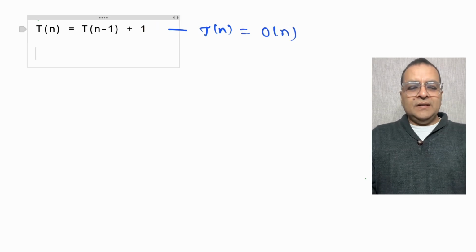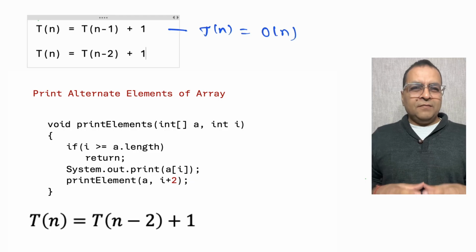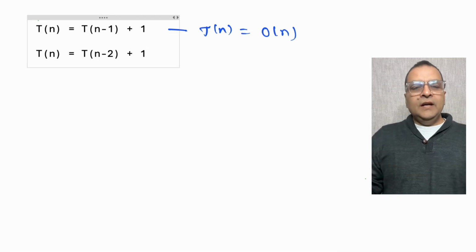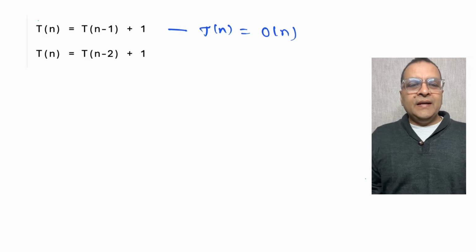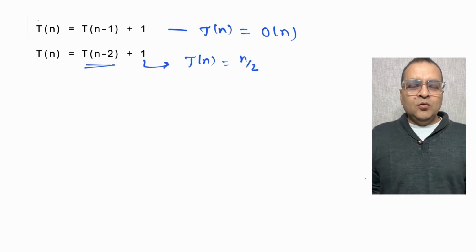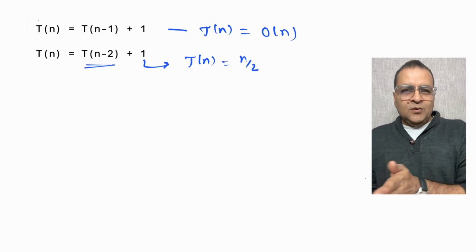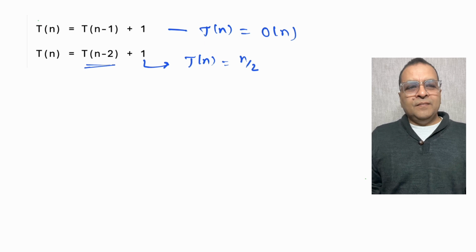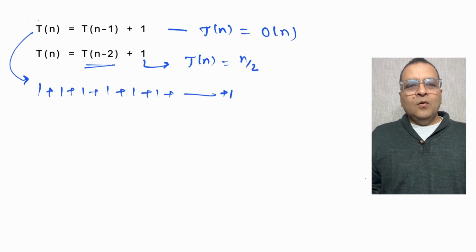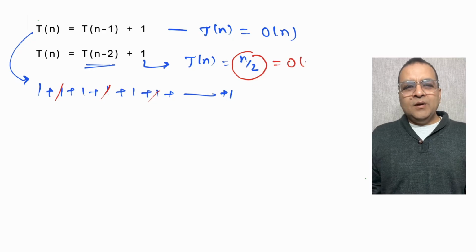What if the equation is like this? You can yourself write a function which corresponds to this recurrence relationship. If this is the recurrence relationship, then 1 will be added n by 2 times instead of n times. Therefore, the time complexity will be n by 2 instead of order of n. You can see that because we are jumping 2 positions at a time, only half of the values will get added. In the previous case, 1 is getting added n times. Here 1 will be added only n by 2 times. So if 1 is getting added n by 2 times, then the time complexity will be n by 2, which is again big O of n.